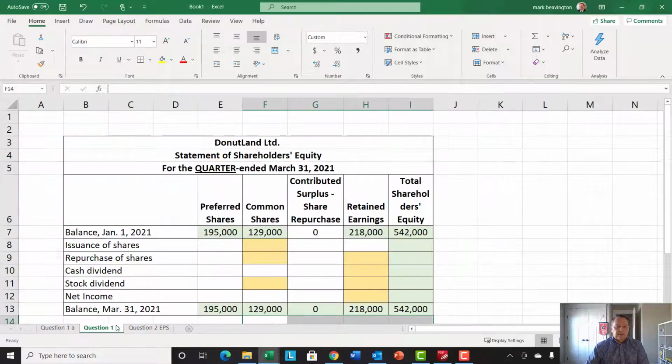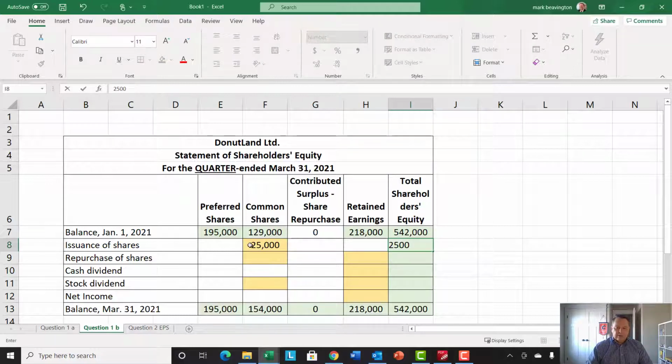Let's have a look at that statement of equity then. Make sure that you caught that it was the quarter ended March 31st, or you could have had the 3 months ended March 31st, but regardless, you needed to have that in there. Then on the issuance of shares, we just had the one issuance there for 25,000. So that'll shoot over here as well to add 25,000 to total shareholders' equity.